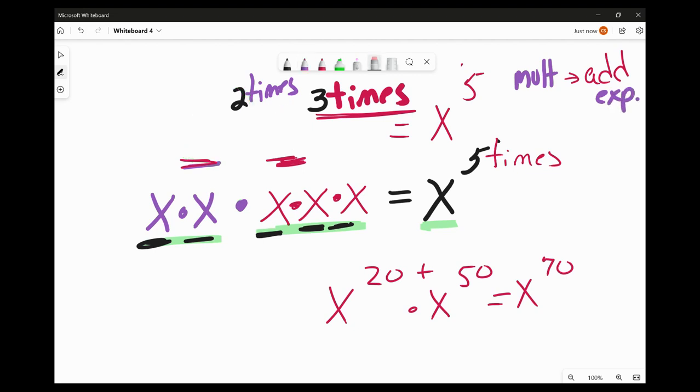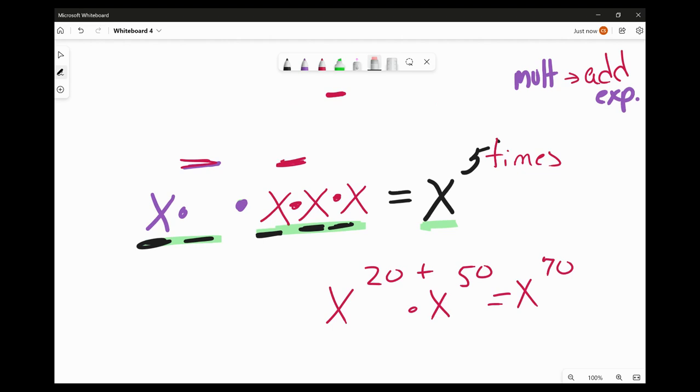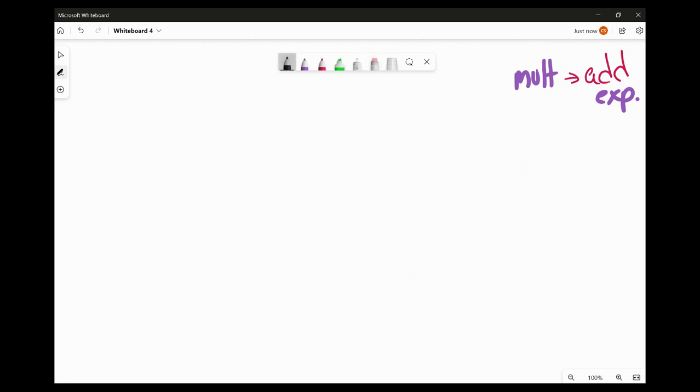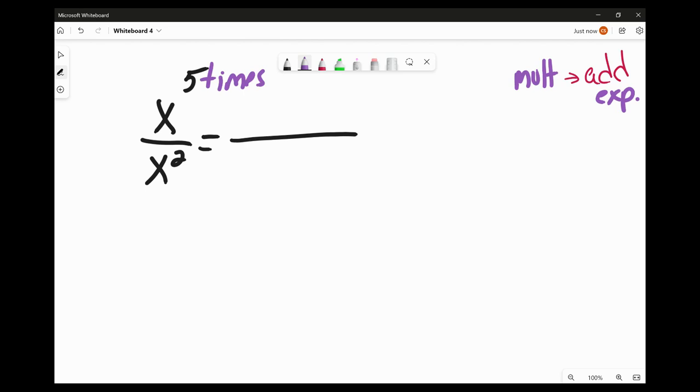Now, let's take a look at division and what division might look like. Division might look like something like this. Let's say x to the 5th power over x to the 2nd power. Again, we want to take a look. We're going to start with the numerator, or what's on top, and the base is x, and the exponent is 5, which means I'm multiplying x 5 times. So it should look like this on top. On the bottom, the base is x, and I'm multiplying it 2 times.